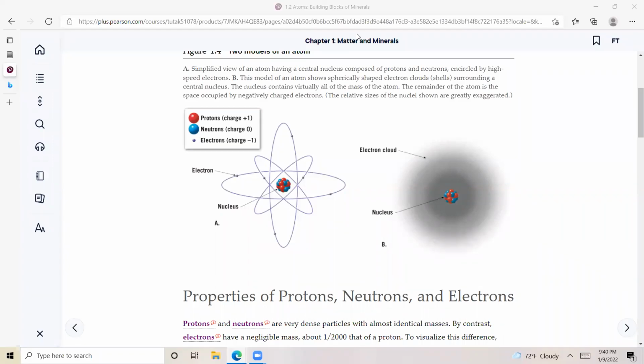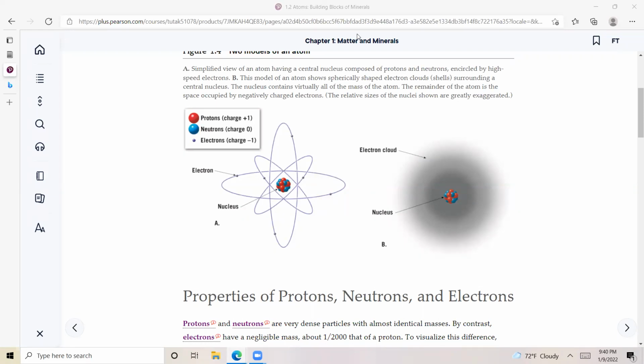Section 2, Atoms, Building Blocks of Minerals. In this figure, you will see protons, neutrons, and electrons. That's a simplified view of an atom that is surrounded by electrons. Why do we care about that? Why do we need to learn about atoms, electrons, and the nucleus? Because minerals are composed of atoms.